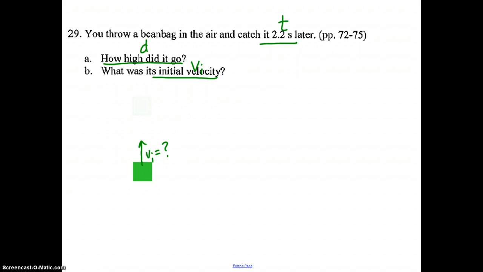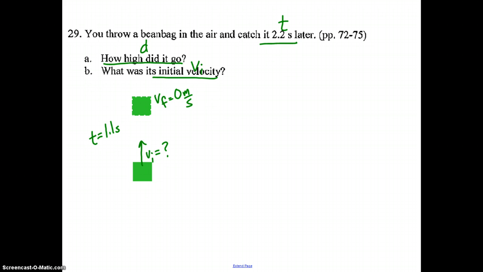We know that at the peak of its flight, the final velocity will be 0 meters per second. We also know that it goes up in the air and comes back in 2.2 seconds. So how much time would it take to just go up? Well, it would be half that value, which would be 1.1 seconds. It would take 1.1 seconds to slow down to a rest upward, and it would take 1.1 seconds to go from rest and come back down, for a total of 2.2 seconds.